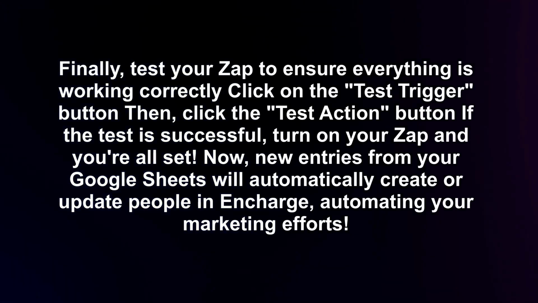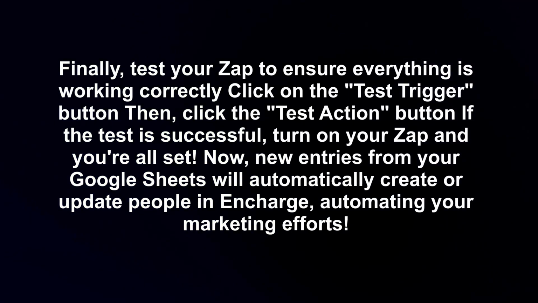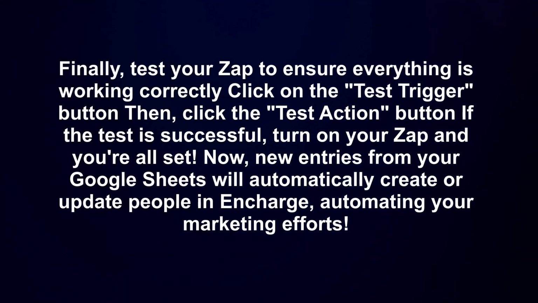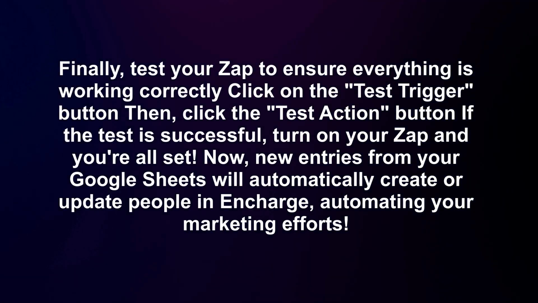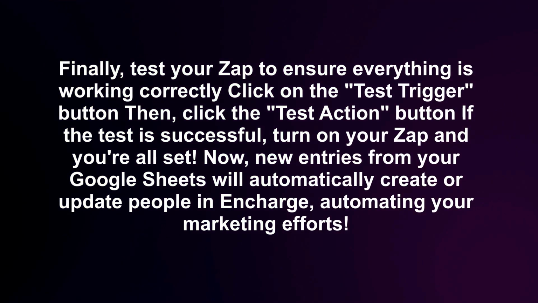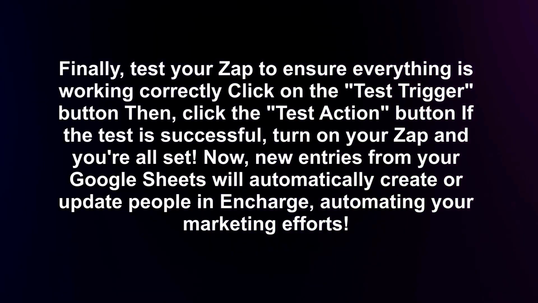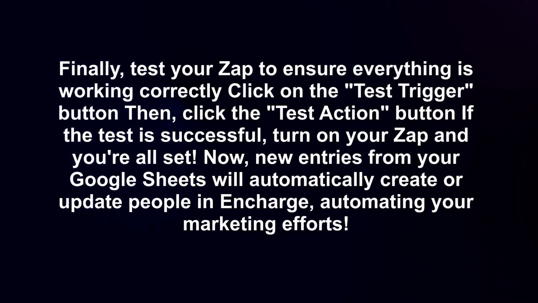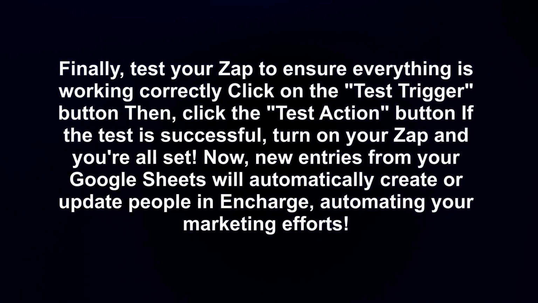Finally, test your Zap to ensure everything is working correctly. Click on the Test Trigger button, then click the Test Action button. If the test is successful, turn on your Zap and you're all set. Now, new entries from your Google Sheets will automatically create or update people in Encharge, automating your marketing efforts.